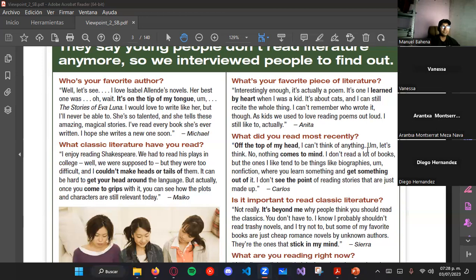As kids, we used to love reading poems out loud. De niños solíamos amar el leer poemas en voz alta. I still like to, actually. De hecho, todavía me gusta.